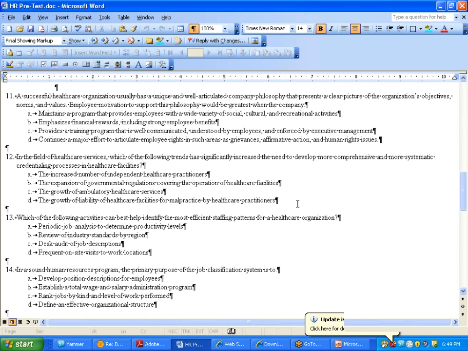Okay, so let's see what we're looking for. Efficient staffing patterns for a healthcare organization. Okay, staffing patterns. I would immediately eliminate C, desk audit of job descriptions. Frequent on-site visits to work locations, I would eliminate that as well. I don't think that really gets to the crux of what we're trying to determine here. So I'm stuck with A and B.